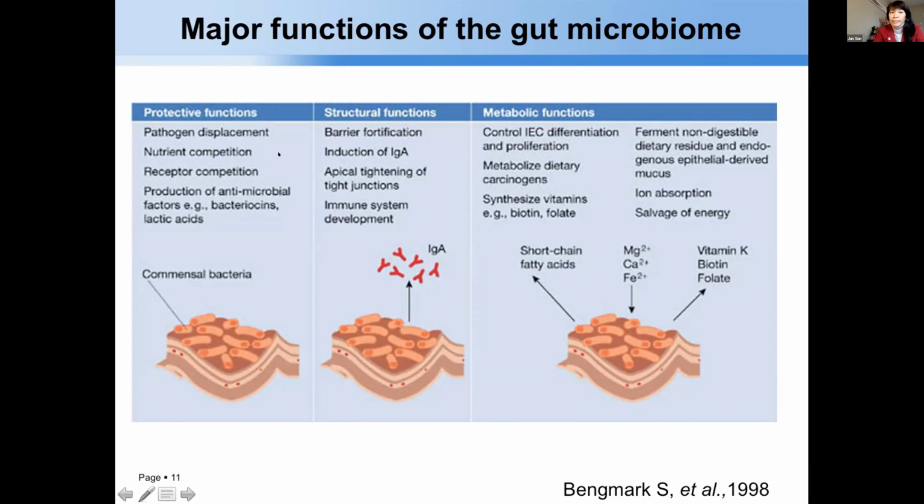Protective roles, which means it can fight with pathogens, fight with the bad bacteria for food, nutrition, and space. It can also produce antimicrobial effects to kill the bad bacteria. Another role is structural role. It can build up a barrier system to prevent the host from invasion by bad things. It can also produce IgA and train the immune system to respond normally to the outside.